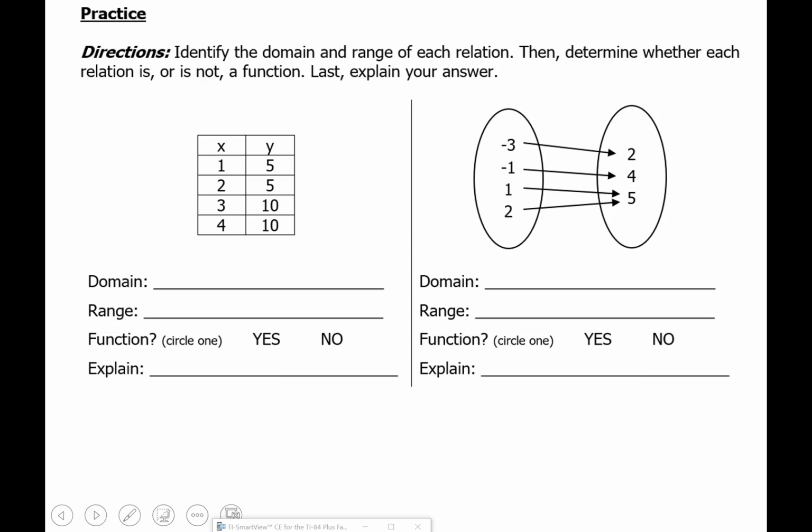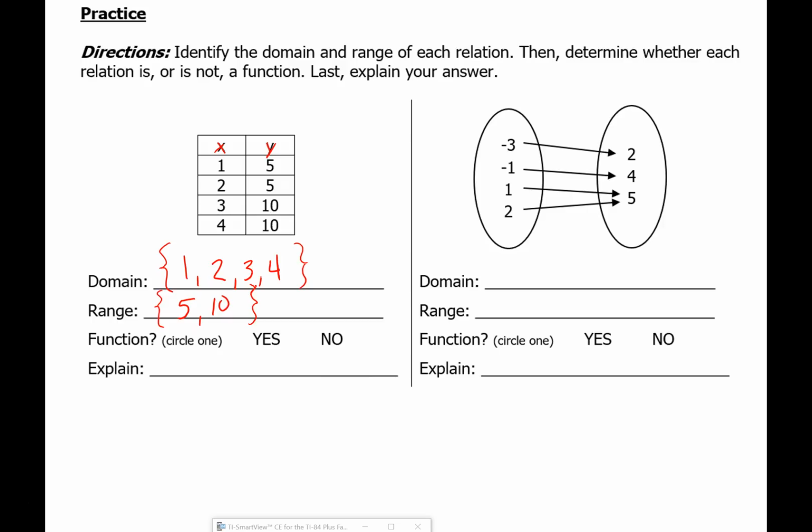All right, let's do some practice. In this first one, we're given a table and we're asked to figure out domain, range, and whether or not it's a function. Remember, the domain is the x values, so I'm going to write this in set notation and just list out all of the x values. 1, 2, 3, and 4. The range is all of the y values, so I'm going to list out all of my y values without repeating anything, which means I'm just listing 5 and 10.